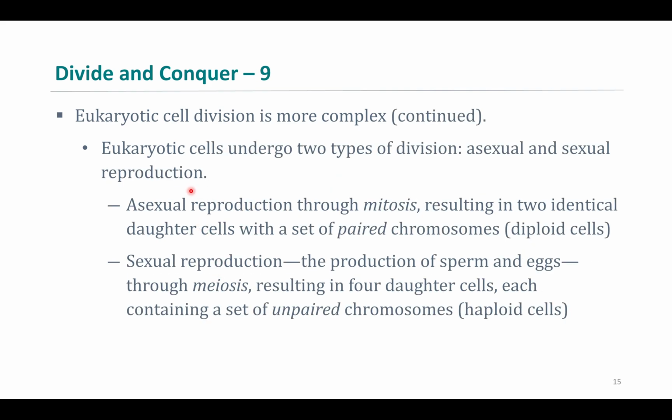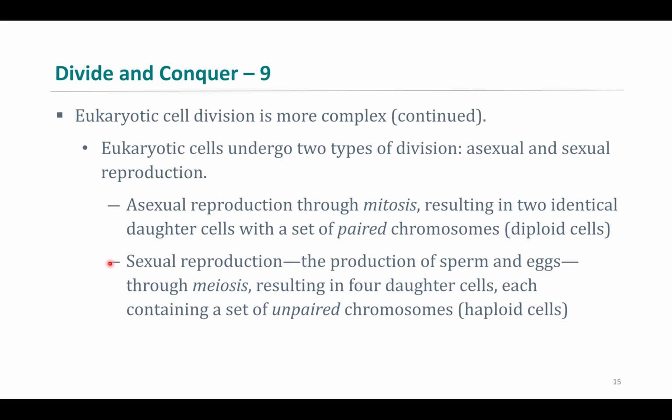So here, what happens is, in eukaryotic cells, there are two types of cell division: asexual and sexual reproduction. So asexual reproduction is through mitosis. It happens in some organisms, and in this process, two identical daughter cells will be produced with the paired chromosomes, or diploid cells.